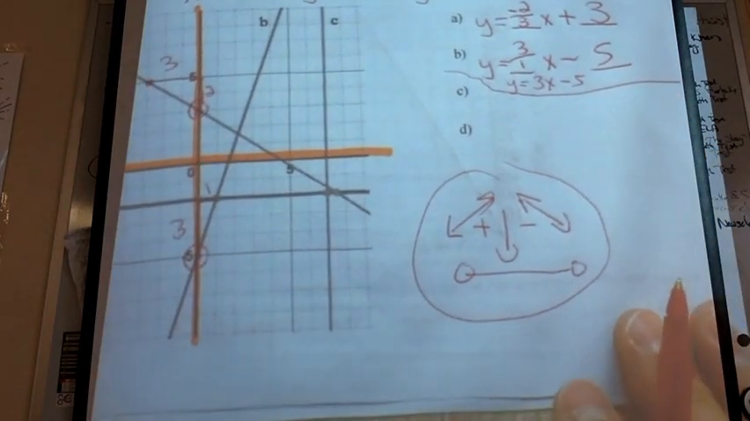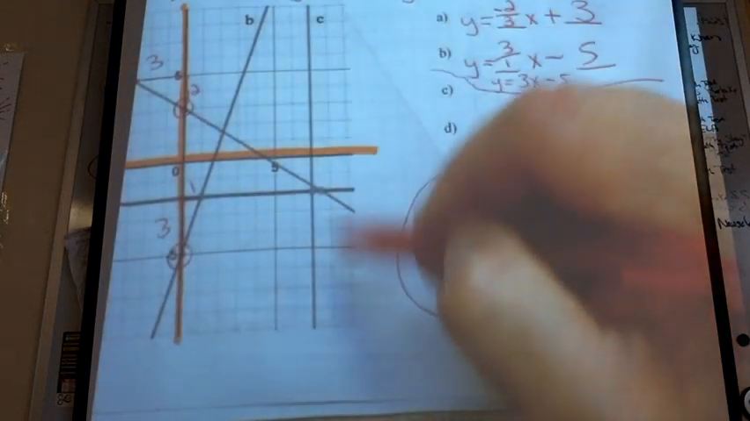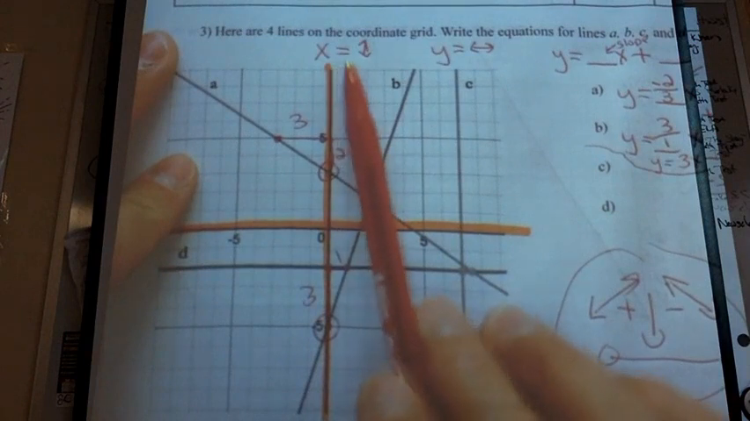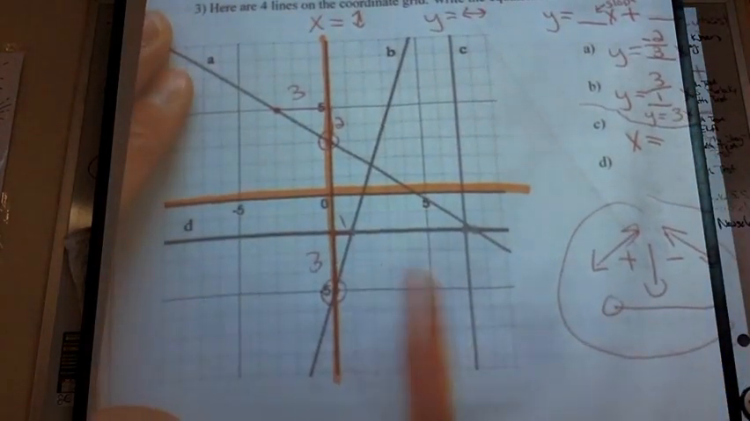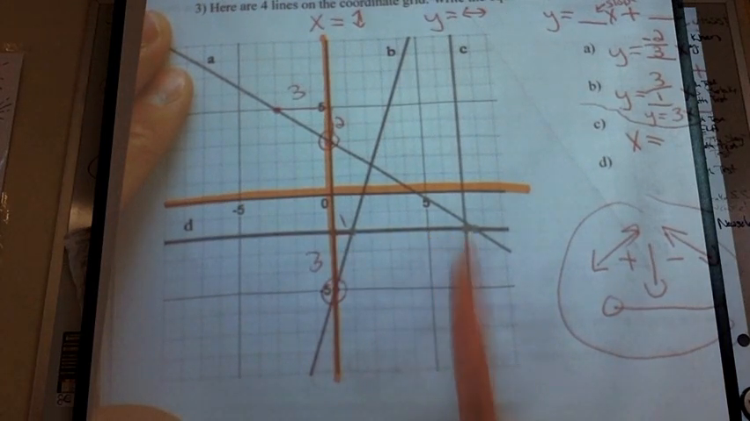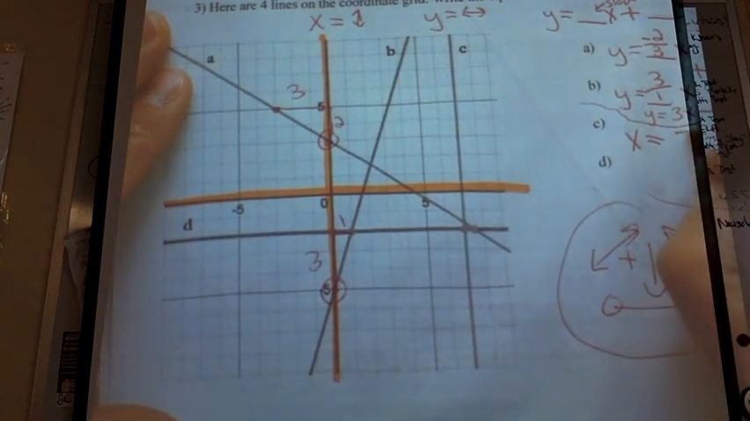Moving on to C. It is a vertical line. It's crossing our x-axis, vertical. Fine. It has to be x equals. So I'm going to write x equals. Where does it cross our x-axis? So it's 1, 2, 3, 4, 5, 6, 7. Crosses at 7. So x equals 7.